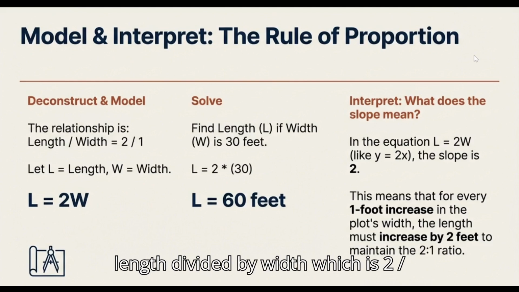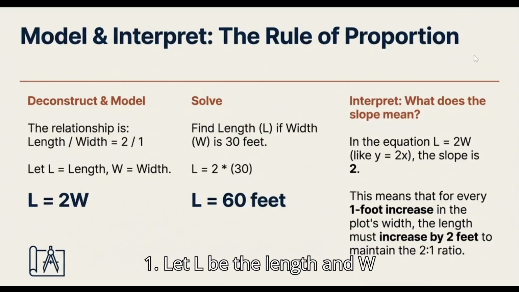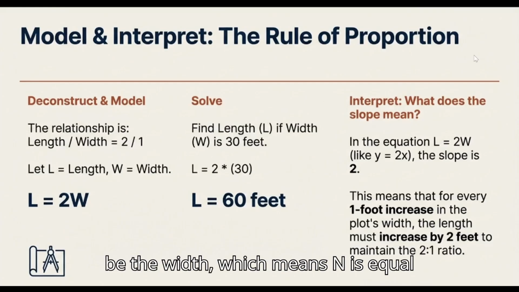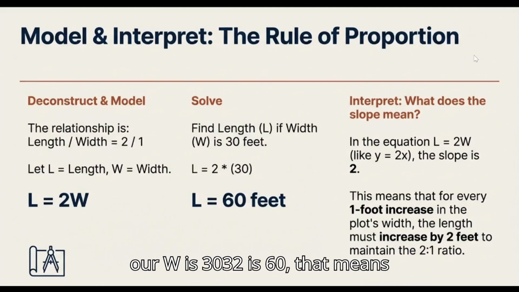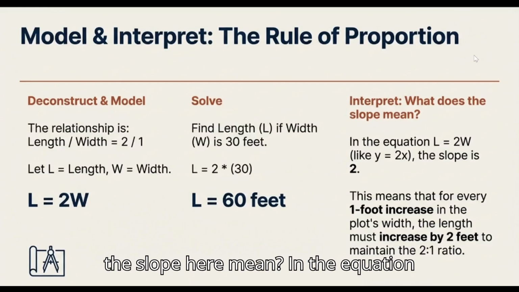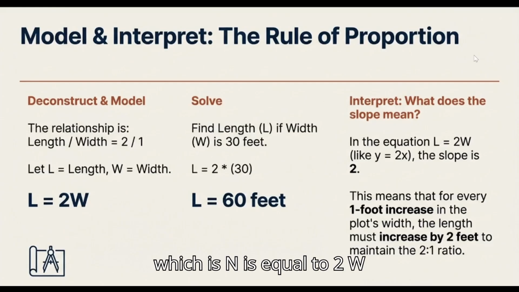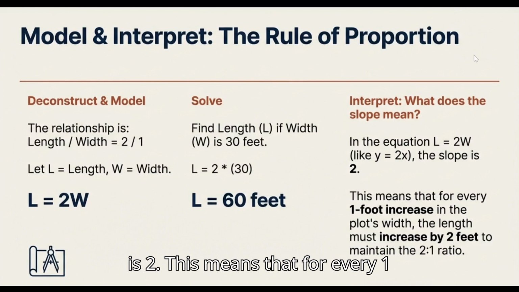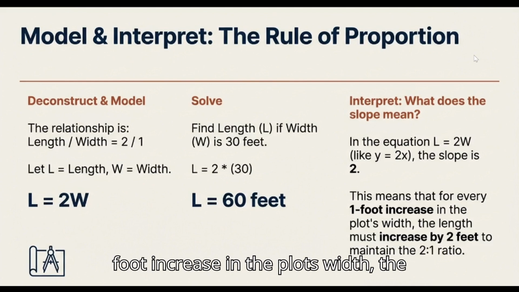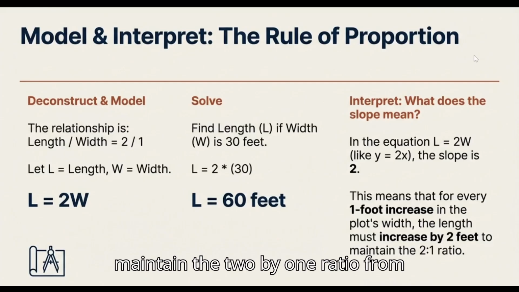The relationship is length divided by width, which is 2 divided by 1. Let L be the length and W be the width, which means L is equal to 2W. If we find the value of L, if our W is 30, 30 into 2 is 60. That means our length is 60. Now what does the slope here mean? In the equation L is equal to 2W, like y is equal to 2x, the slope is 2. This means that for every 1 foot increase in the plot's width, the length must increase by 2 feet to maintain the 2:1 ratio.